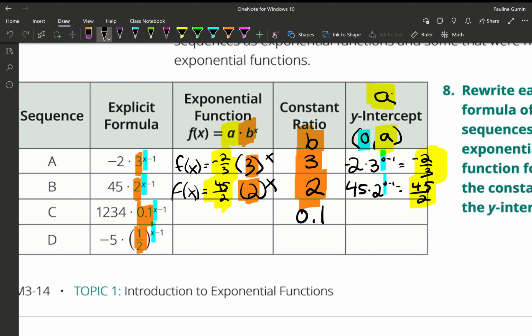And we put it into our calculator, replacing our x with 0 because that's how we get our y-intercept. And we get 12,340. So our function becomes 12,340 times 0.1 to the power of x.